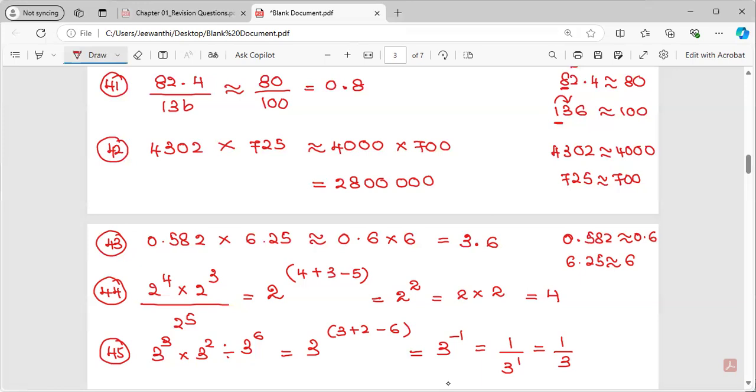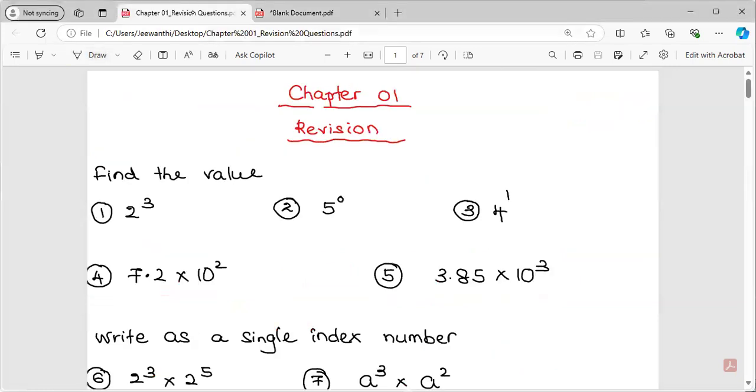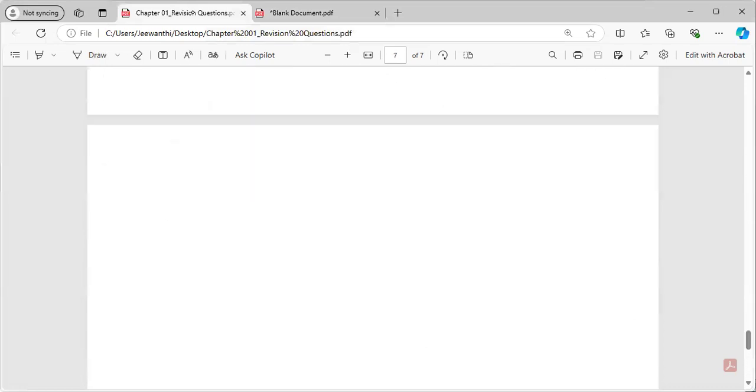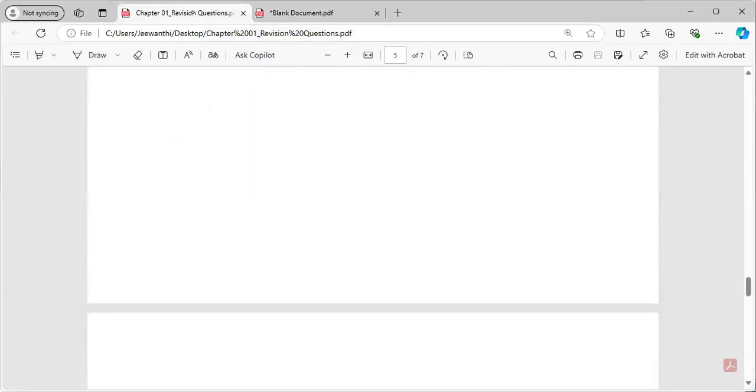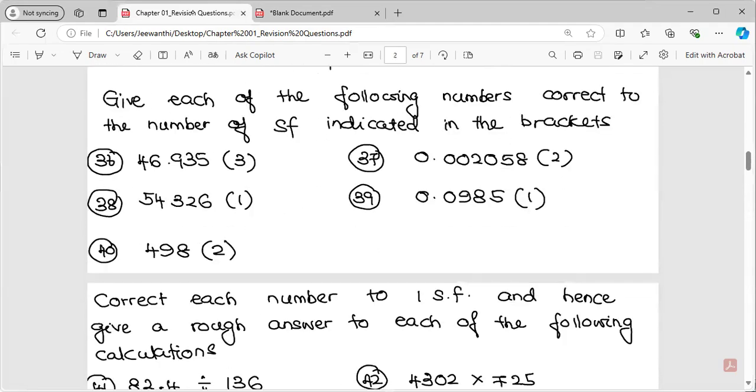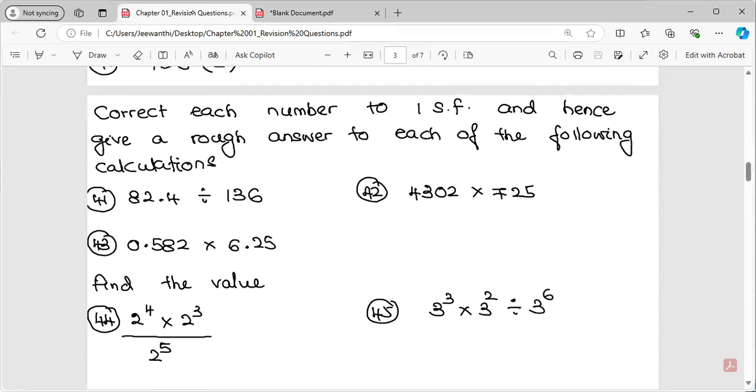So that is the end of the revision paper, the chapter 1 revision paper. We had 45 questions and we have 2 recordings to discuss all these 45 questions. So then we have discussed all the 45 questions.